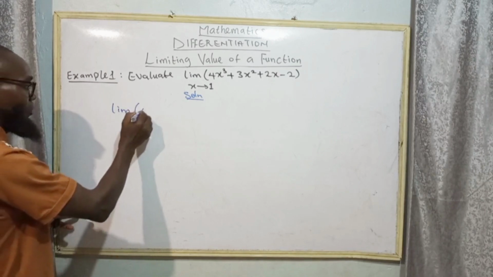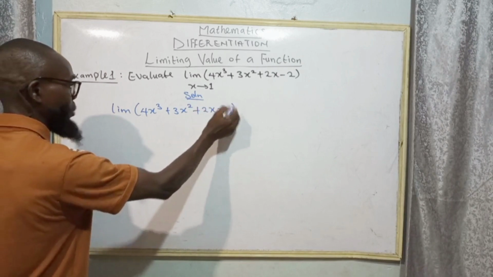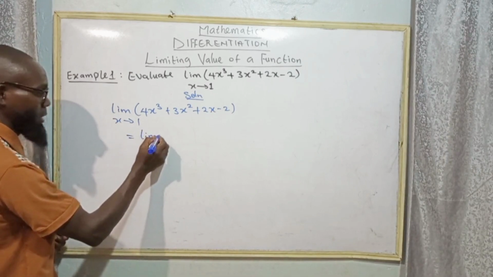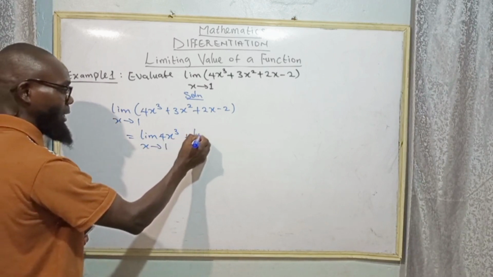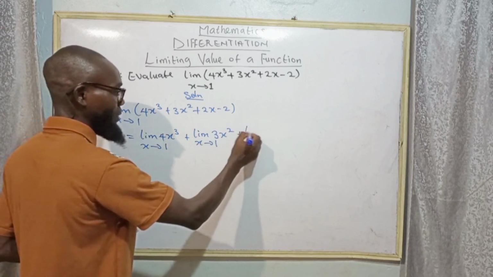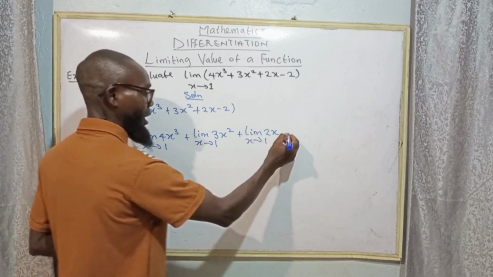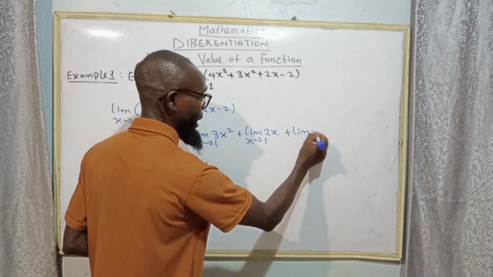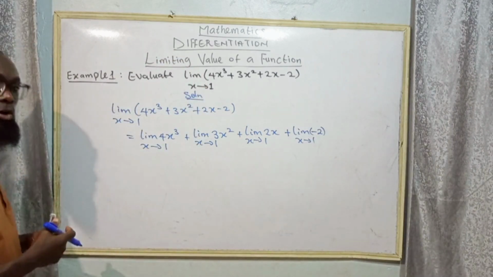Limits of 4x cubed plus 3x squared plus 2x minus 2 as x approaches 1. So this means limit of 4x cubed as x approaches 1 plus limit of 3x squared as x approaches 1 plus limit of 2x as x approaches 1, then minus, or let me say plus, limit of minus 2 as x approaches 1. So this is the addition of limits.